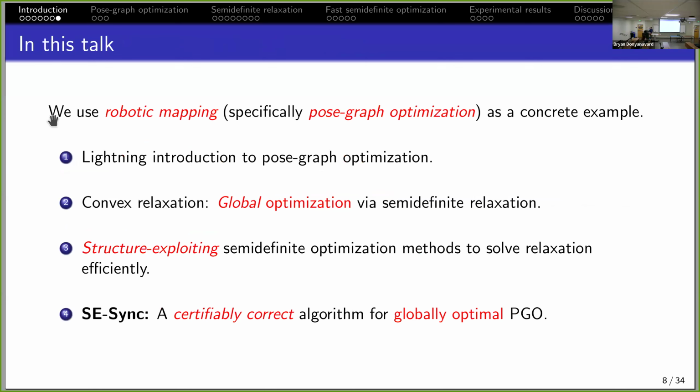For the remainder of this talk, I'm going to use robotic mapping as a motivating, concrete example, just to make some of this a little bit more concrete. I'm going to give you a light introduction to the mathematical formulation of what robotic mapping and navigation looks like. I'll then show you how we can produce convex relaxations for that problem, and then I'll describe how we can design fast optimization techniques to solve those resulting convex relaxations quickly.